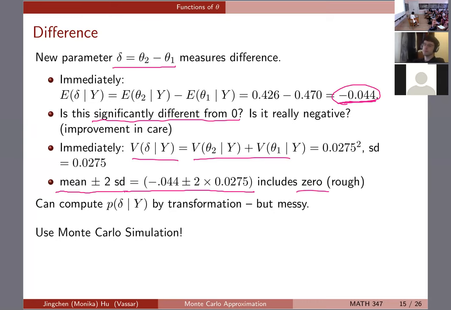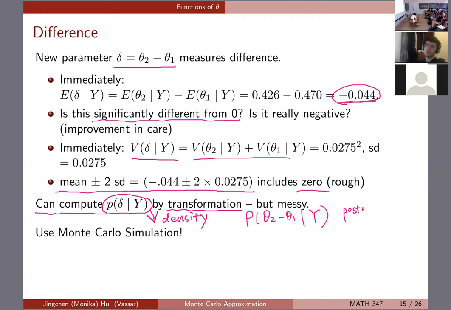So, what we should do, the real correct way to do it, is try to come up with this particular density. And that means we need to come up with theta 2 minus theta 1 given y. And this is the posterior of the difference. So the correct or rigorous formal way is actually to derive it step by step, okay? But this is messy and hard to do.